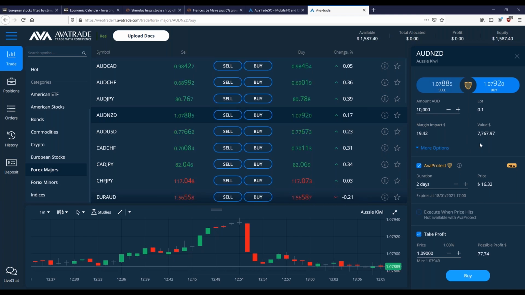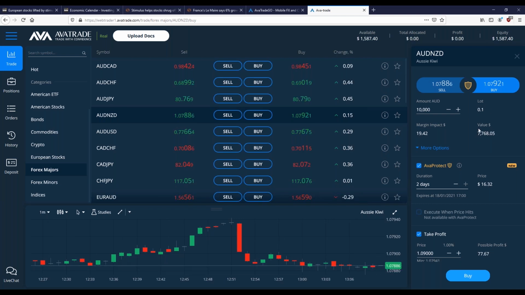This value over here is the value of the position, Natalie. Good question. If you have a lot size of 0.1, this is the value in my account currency, USD. So 10,000 Australian, which is the margin currency, has a value of 7,768 or so USD. That's the size of the position. And then if you divide this value by the leverage, you get the amount that has to go to margin, which in this case is $19.42.